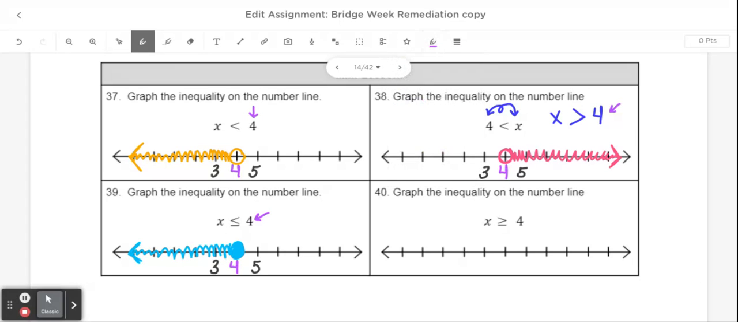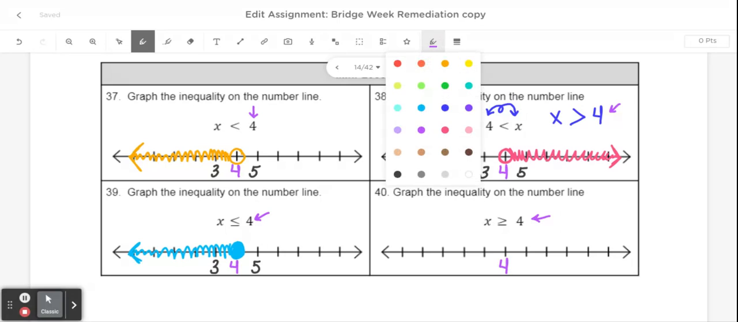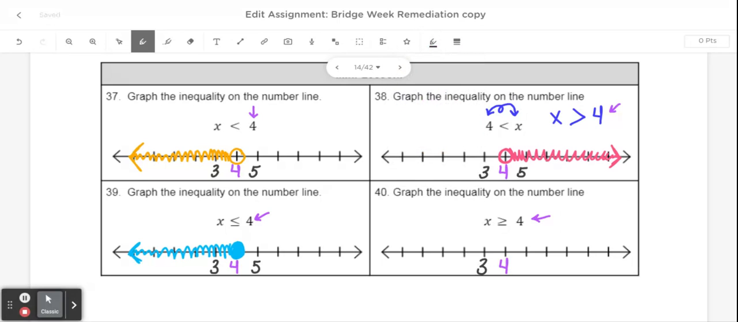And last but not least, if I have x is greater than or equal to the number 4, the most important number is the number 4. And I'm going to graph the number 3 and the number 5. Now, greater than or equal to, I'm going to use a closed circle because I want the numbers that can be equal to the number 4. And I'm going to shade to the right because I want the numbers that could be greater than that number.